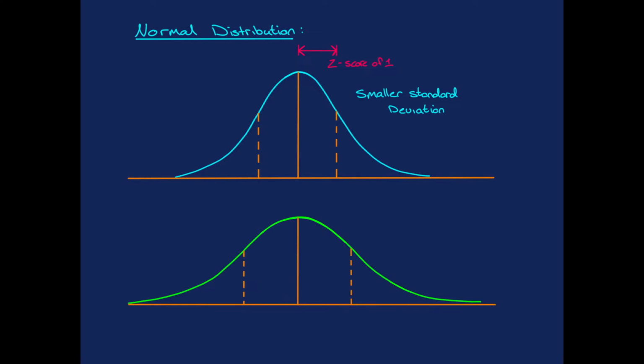Now let's add another normal distribution. This one is wider and flatter than the previous distribution. It has the same mean, but a different standard deviation. We can note this as the dotted lines denoting one standard deviation are further apart. However, they still constitute a z-score of 1. This is important. The z-score is different for each normal distribution and depends on the standard deviation.